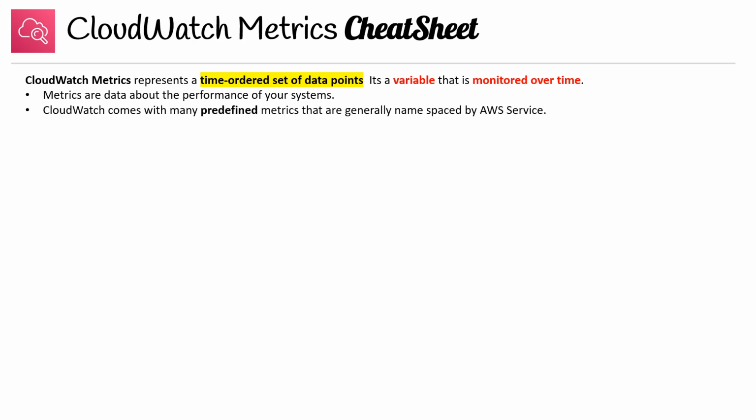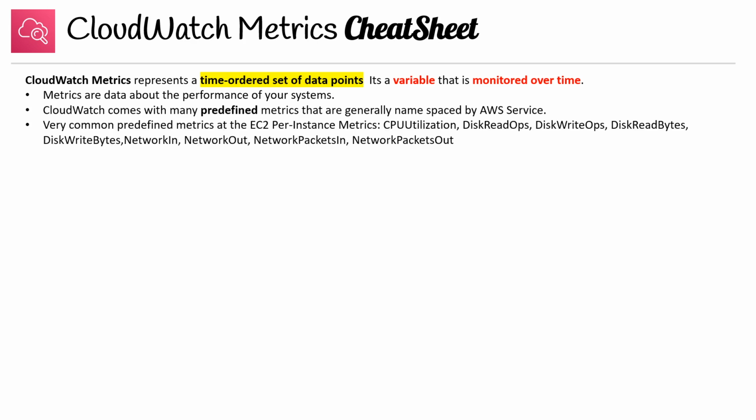So CloudWatch comes with many predefined metrics that are generally namespaced by AWS service, and some very common ones, at least for the EC2 per instance metrics. You should absolutely know these, and if you don't, look up the AWS documentation. Just make sure you understand what they are. You have CPU utilization, disk read ops, disk write ops, disk read bytes, disk write bytes, network in, network out, network packets in, and network packets out.